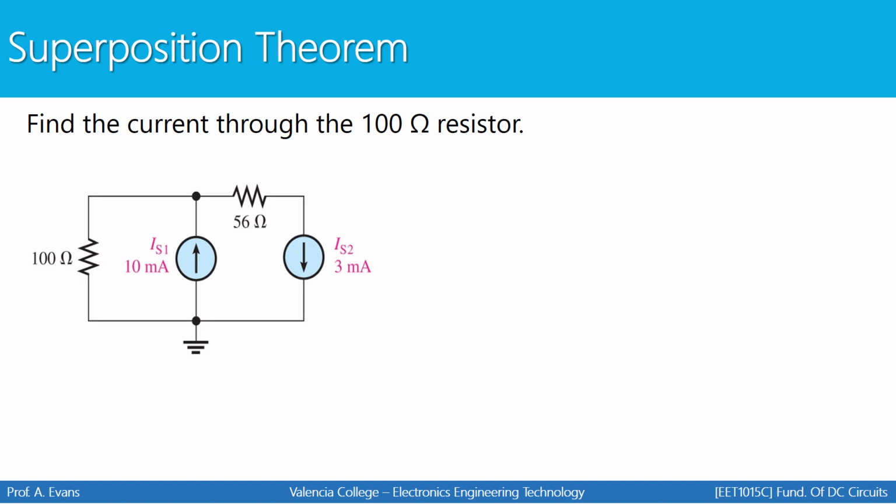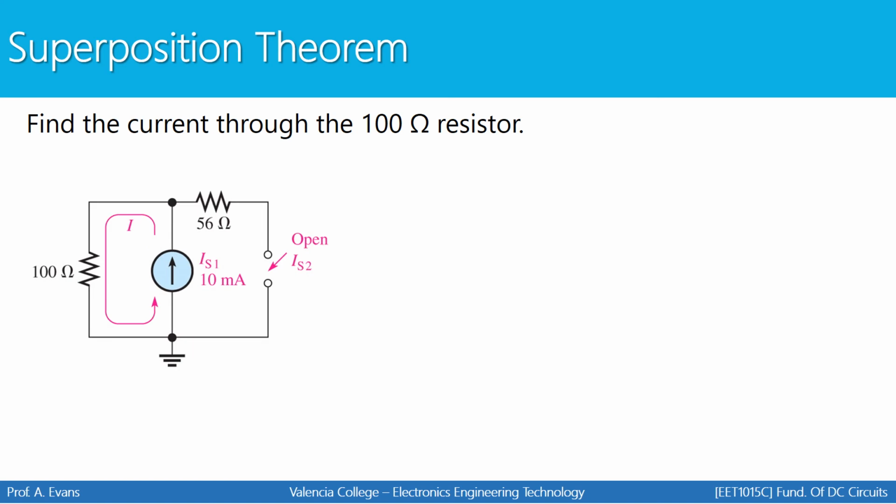Moving on to the third example, we now have 2 resistors and 2 current sources. One current source is flowing up this way. So this 10 milliamps is going to flow up and split. Some will go that way, some will go this way. This 3 milliamps is going down. Some will go this way and some will go that way. So our first step is going to be to take one of the current sources and replace it with an open circuit.